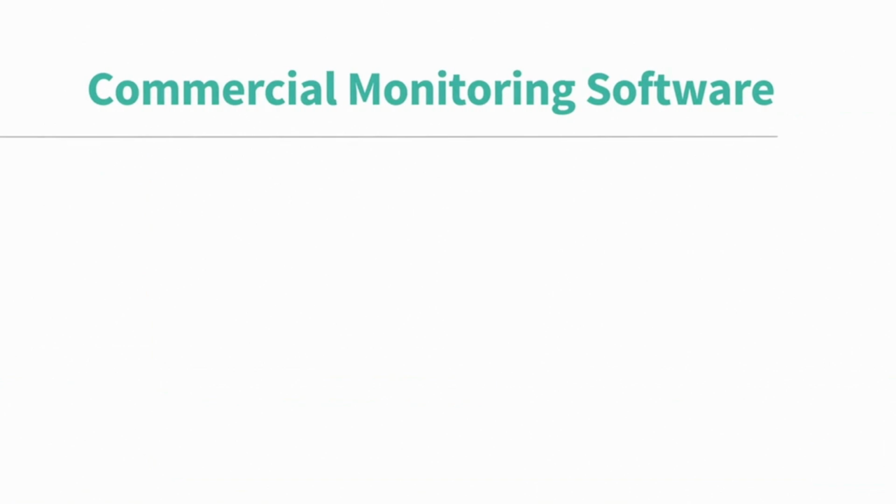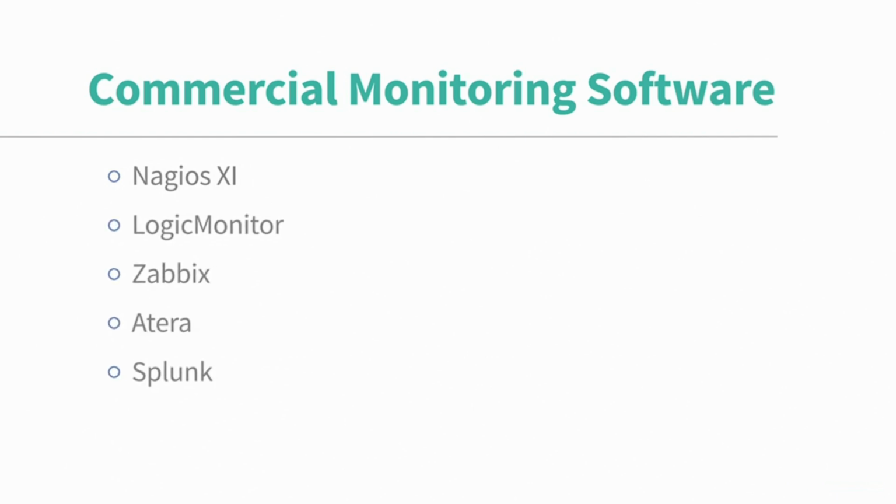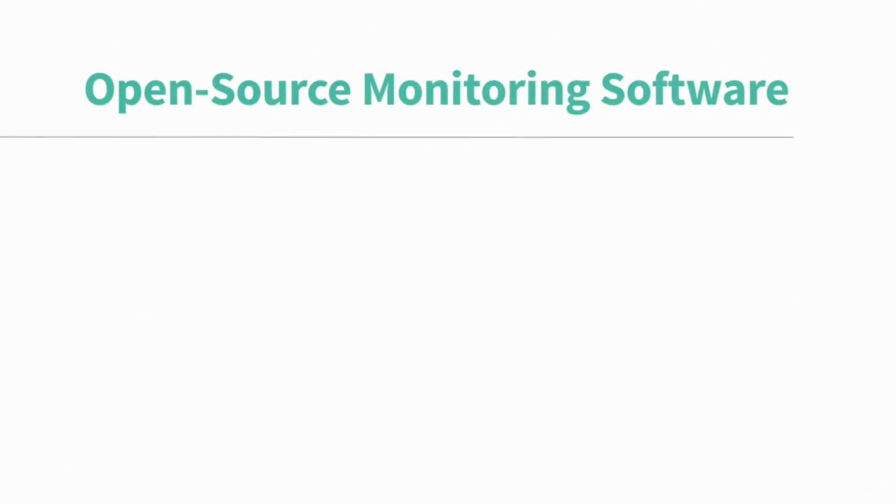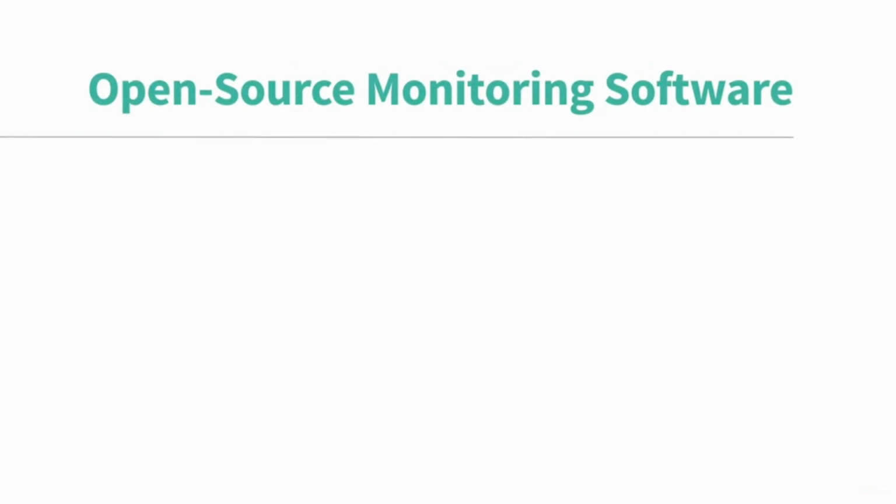There are many different brands of commercial software on the market to do real-time monitoring and reporting. Some of the most popular are Nagios, LogicMonitor, Zabbix, Atera, and Splunk. There are also many free open source products that don't come with support other than the support from the website or a local expert. They include Nagios Core, Prometheus, PRTG, and others.